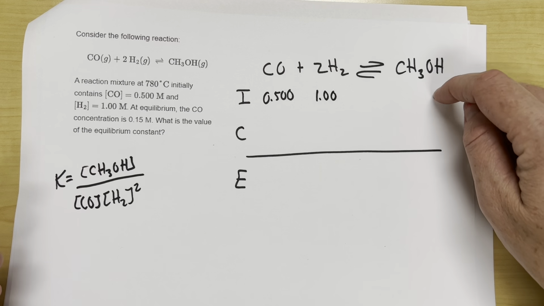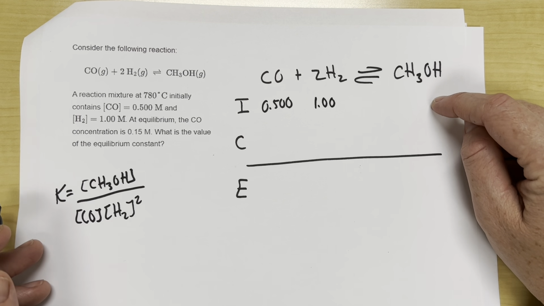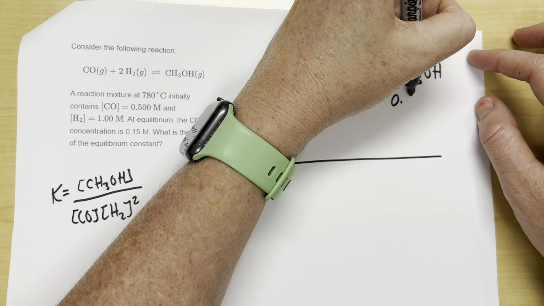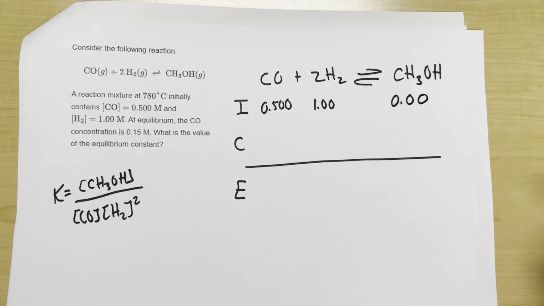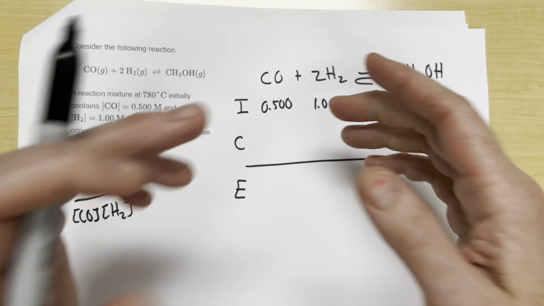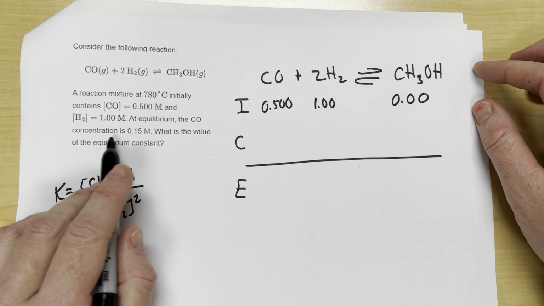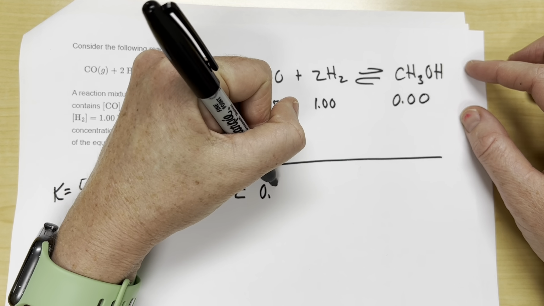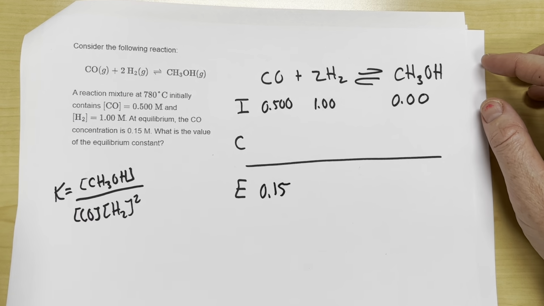It didn't say anything about the initial concentration of CH3OH, of this methanol. And so, like we said in the last problem, if it doesn't say anything, we're just going to assume it's 0. They didn't add any actual methanol to it. They just mixed that and that. It said at equilibrium, the CO concentration is 0.15, meaning down here, it had to be 0.15.